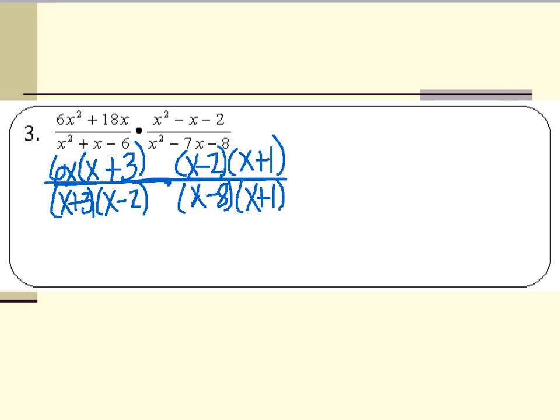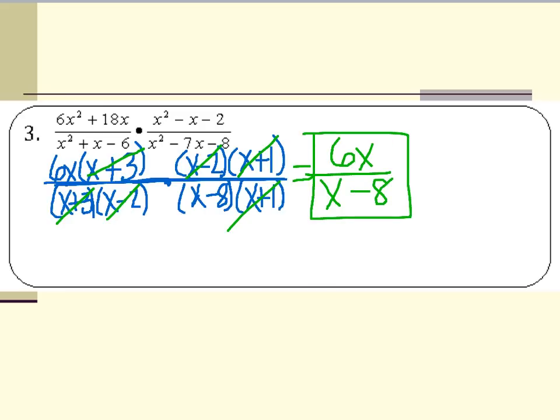Now let's cancel out what we have in common. I've got an x plus 3 on the top and bottom, so I'm going to cancel those both. X minus 2 on the top and bottom, I'll cancel those both. X plus 1 on the top and bottom, I'm going to cancel those both. So I am left with a 6x on the top, and on the bottom I'm left with x minus 8. And that is my simplified form.